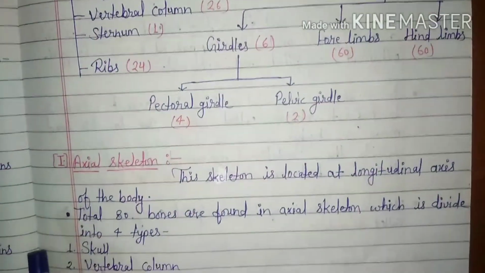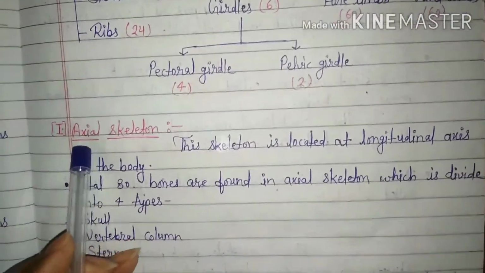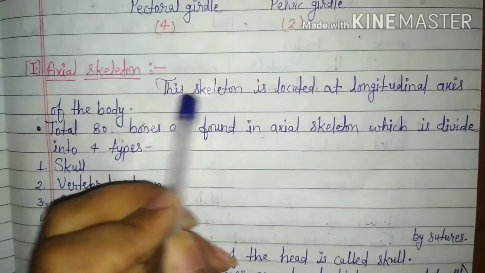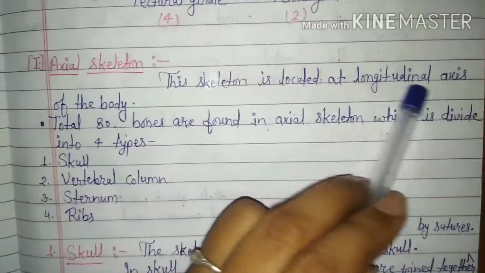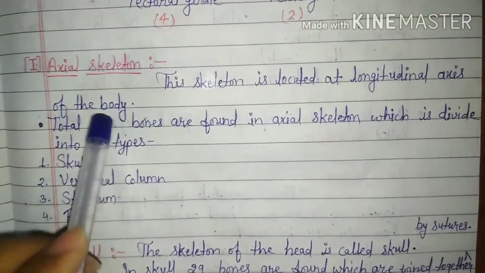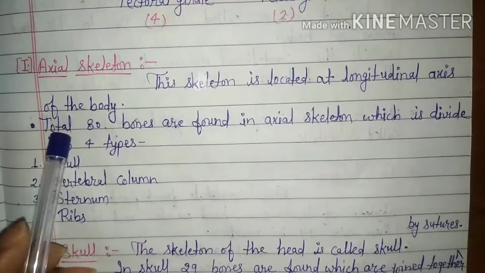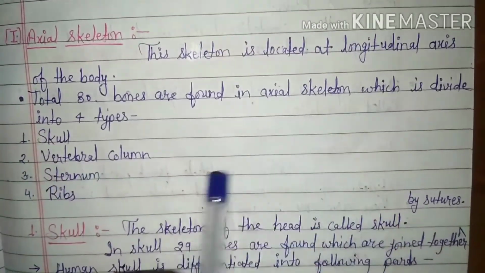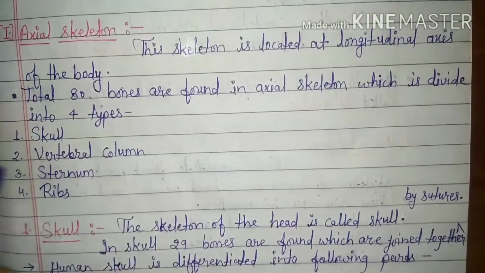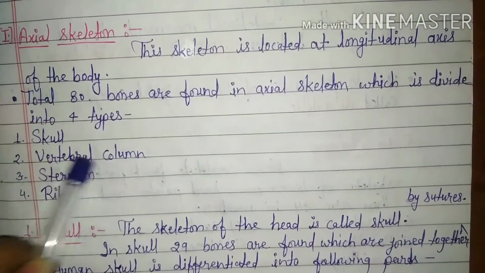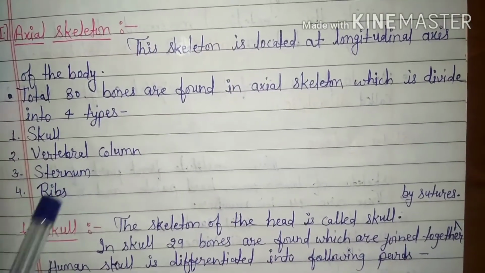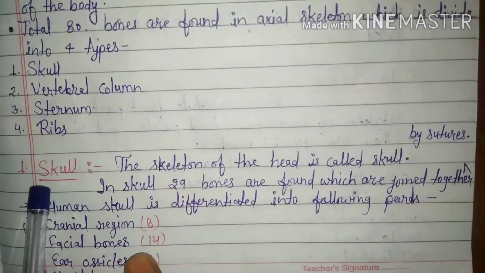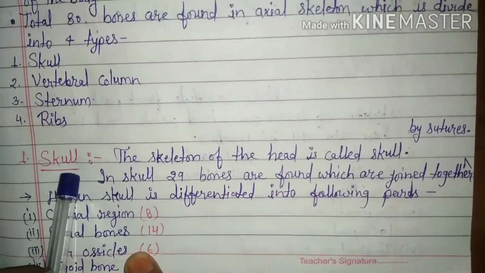Now, the axial skeleton. This skeleton is located at the longitudinal axis of the body. A total of 80 bones are found in the axial skeleton, which is divided into 4 types: first skull, second vertebral column, third sternum, and fourth ribs. Firstly, we will study the skull.